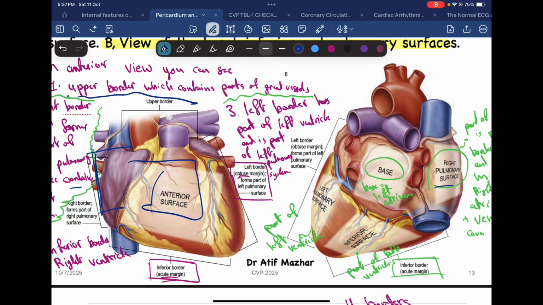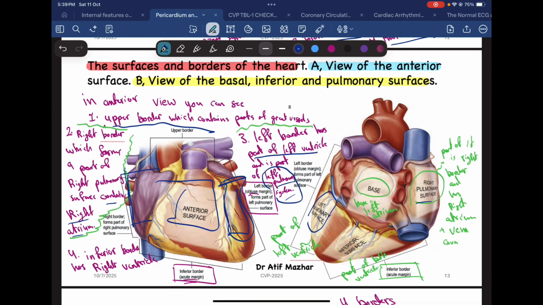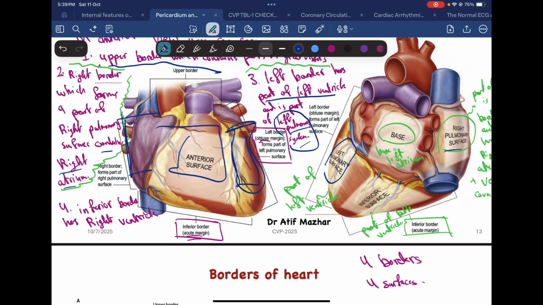Now, if you go to the left border right here, let's go back to the left border. What does it have? It has part of the left ventricle, part of the left pulmonary surface. So a part of this is going to be the left border. Now, we're going to talk about the inferior border. The inferior border just has the right ventricle. You can't see anything other than that in the inferior border.